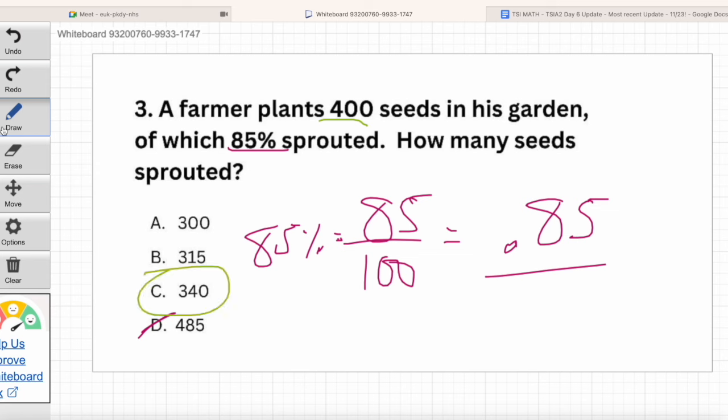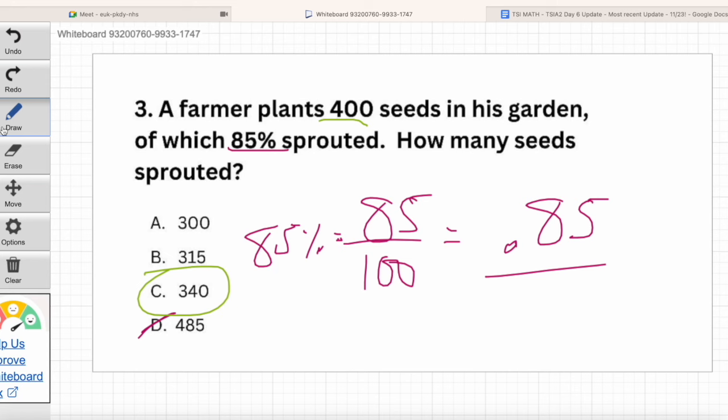Does that make some sense? If you want to find, like, 15% of something, what would you multiply by? Let's just talk about it. You would multiply by 15 out of 100. So it's 15 divided by 100. What is 15 divided by 100? Punch it in your calculator real quick. It's 0.15.